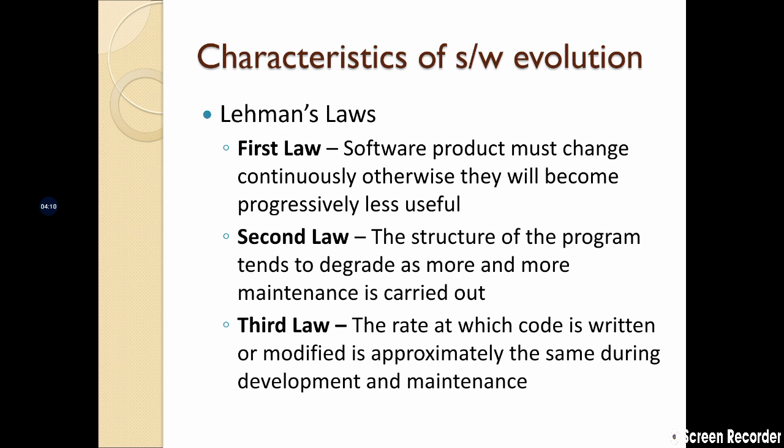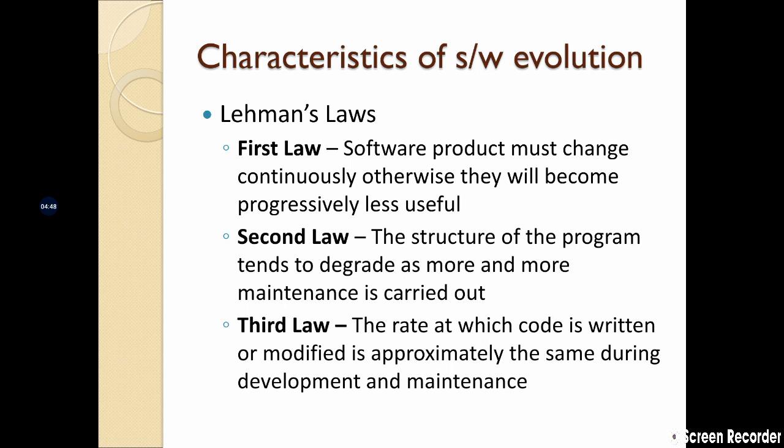The second law is, as and when you make changes to the program or the software, the structure of the program slowly degrades. The more maintenance you carry out, you're basically trying to shake up the existing structure on which the system was built. Just imagine a new car: when more and more maintenance work is done, if you enhance features, add certain functionalities, and keep repairing things, slowly the overall structure will degrade. This is what Lehman's second law tells you.